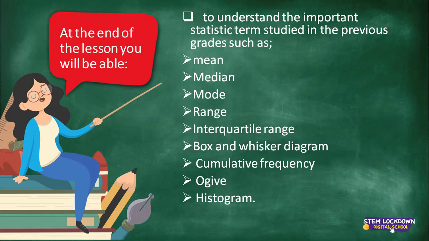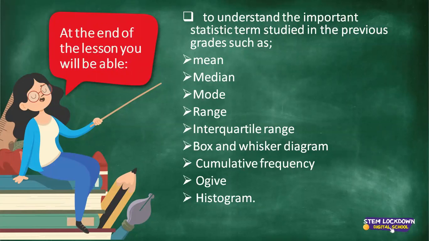At the end of today's lesson, we should understand the importance of statistics and the important statistical terms studied in the previous grades, such as the concept of the mean, the median, the mode, and the range. When you talk about the mean, you talk about the mean of grouped and ungrouped data, the median of grouped and ungrouped data, the mode, and then the range and the interquartile range. Then we talk about the different quartiles: the upper quartile, the middle quartile, which is the median, and the lower quartile.